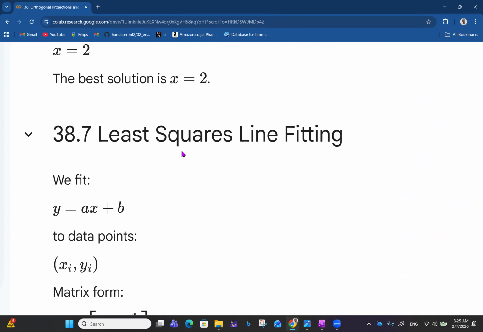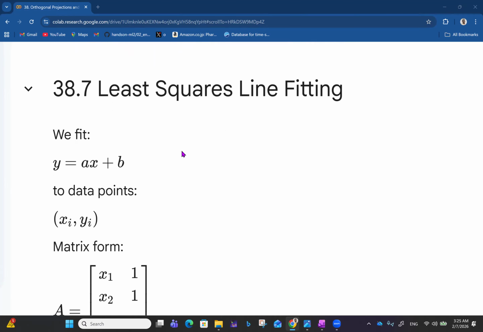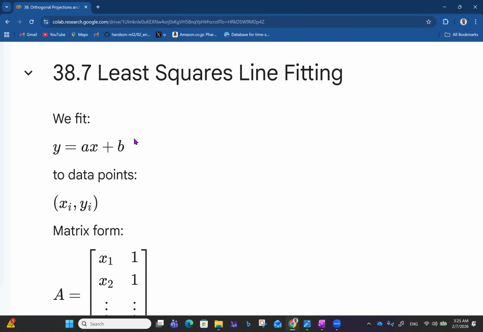Okay, so we can also have least squares for line fitting, right? Least squares for line fitting. So we want to fit Y equals AX. It's almost looking like regression, right? So we want to fit Y equals AX plus B, or in fact regression, to data points.